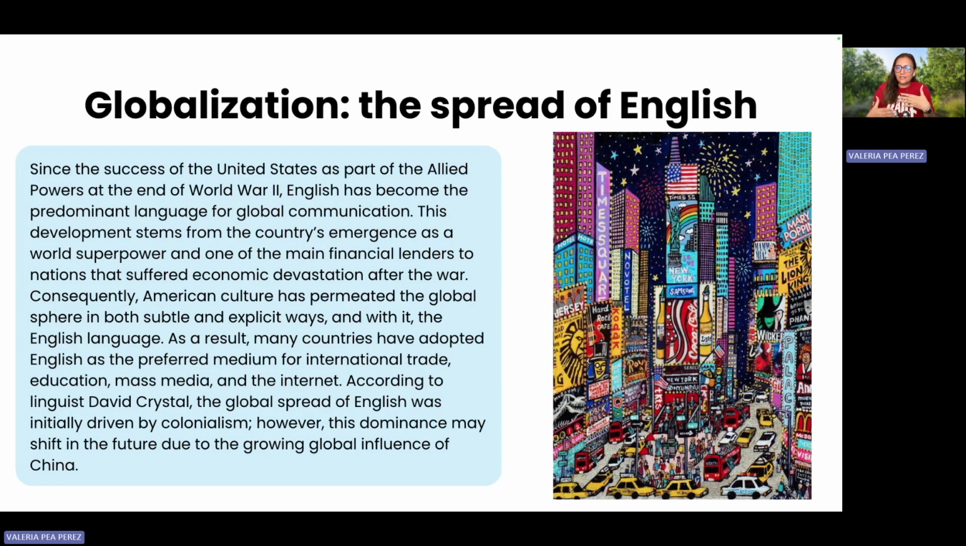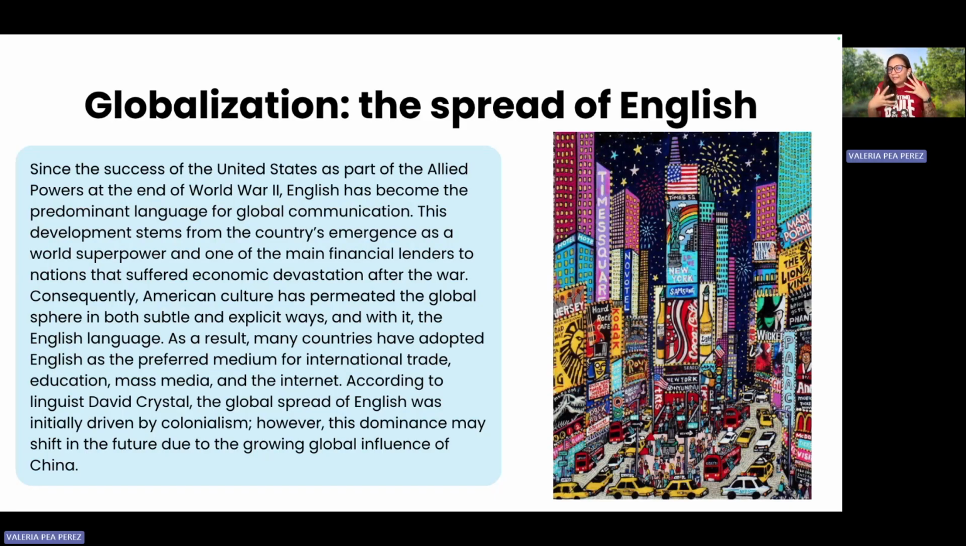Since the success of the United States as part of the Allied powers of World War II, English has become the language that most countries have accepted and opted to use whenever they want to make international trades or communicate with other countries, basically because it has been the easier way for everybody to communicate nowadays. This happened because of the very strong development of the United States, especially financially. They made a huge progress in their economic system, and this made other countries ask them for help, especially in economic ways.